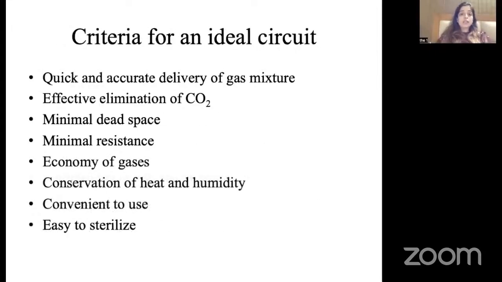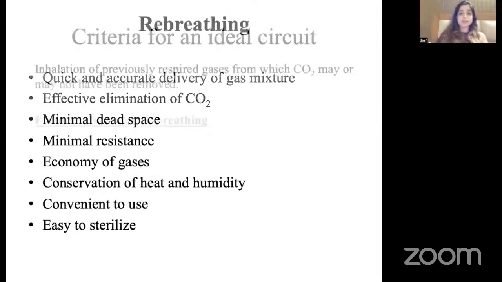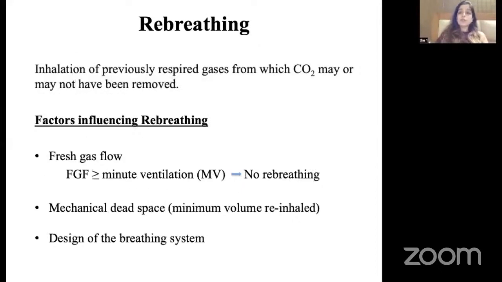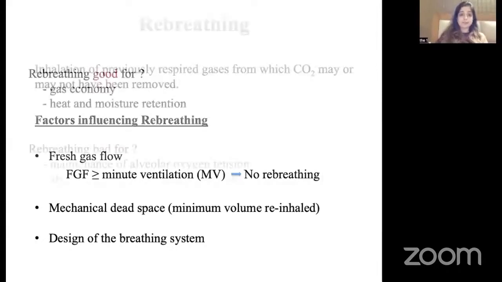So the criteria for an ideal circuit: again, it should fulfill all the functions of the breathing circuit, as well as it should have minimal dead space and resistance. It should be economical, convenient to use, and easy to sterilize. So first we'll discuss a few terms before we start discussing the circuits. What is rebreathing? It is the inhalation of the previously expired gases from which carbon dioxide may or may not have been removed. What are the factors influencing this rebreathing? Fresh gas flow, mechanical dead space, and the design of the breathing system.